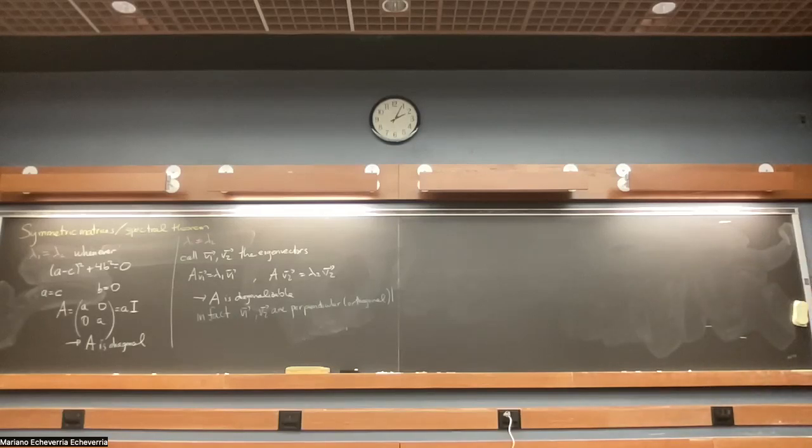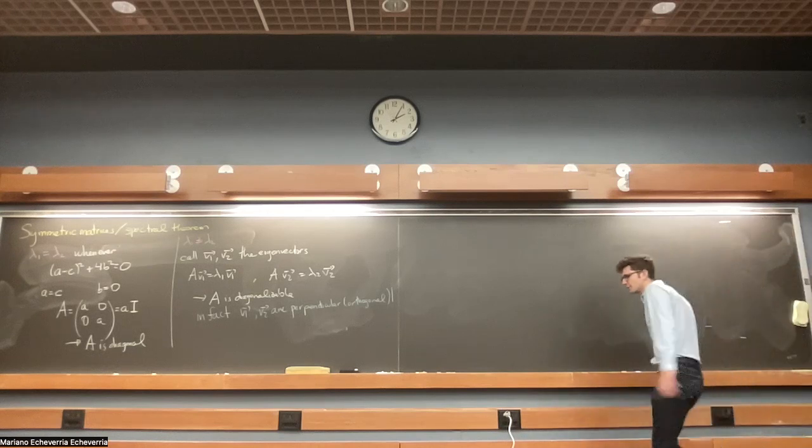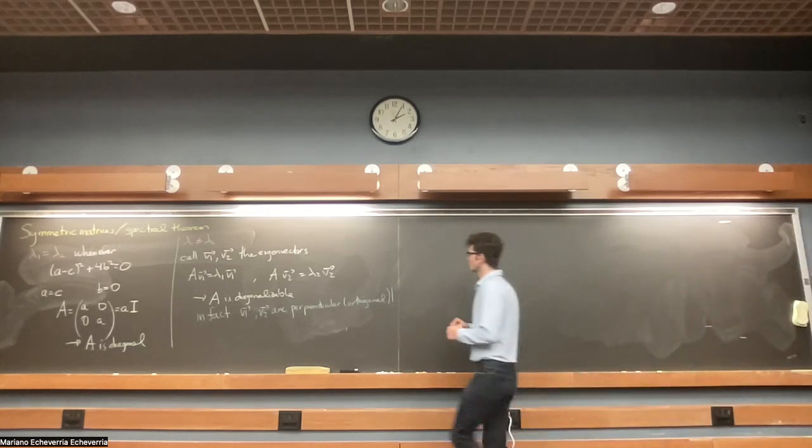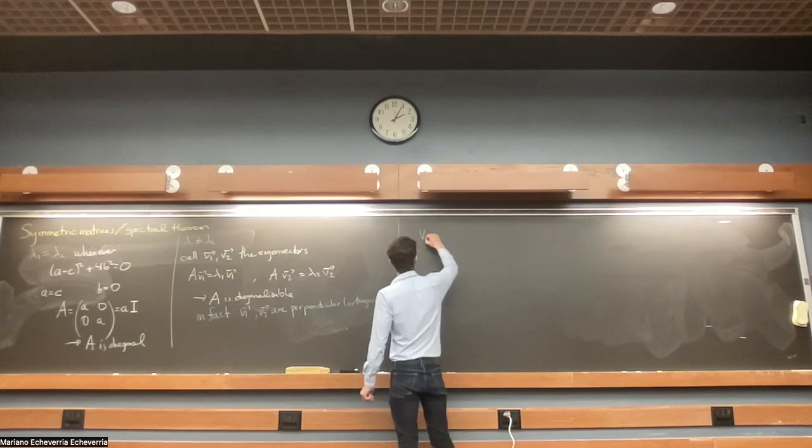So what's the only way we have to check whether two vectors are perpendicular or not? What do you have to compute? Yeah, the dot product should be 0. So we need to check whether the dot product of V1 with V2 is 0. Okay, so let's try to do that.